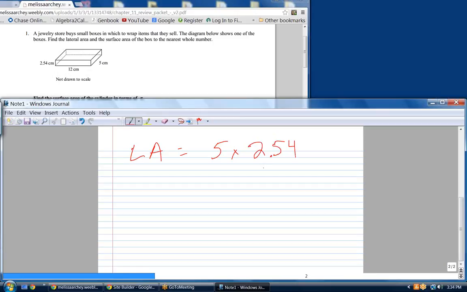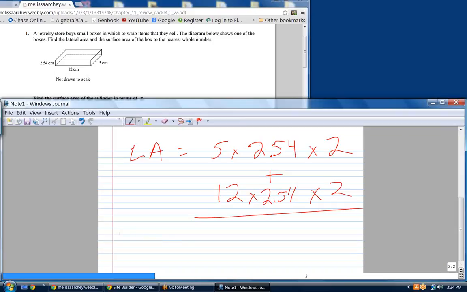All right. And then how many of those faces are there? 2. Okay, so we're going to multiply that by 2. Yep. Plus this front face and the back face. So 12 times 2.54 times 2. Okay. So that gives us the lateral surface area.